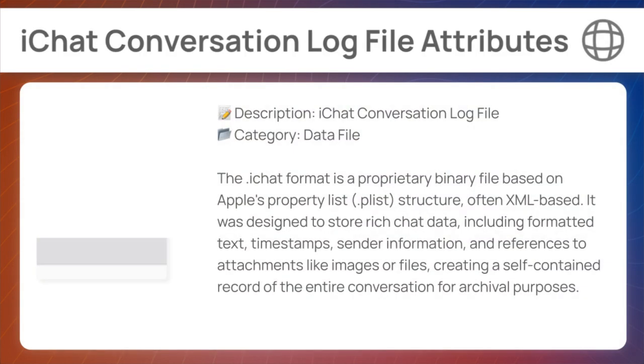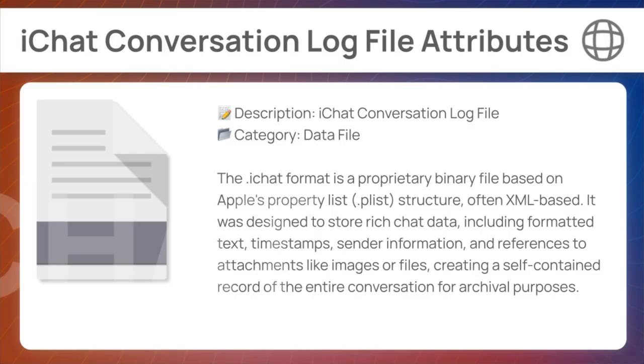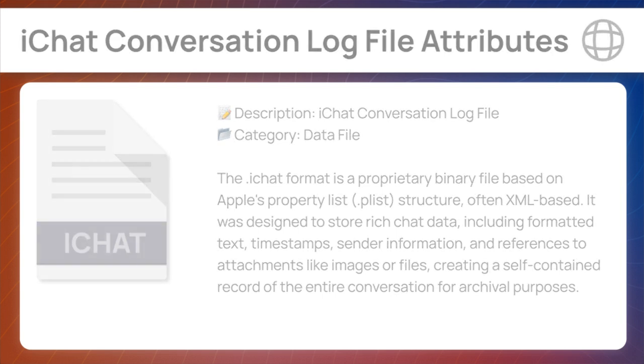The ICHAT format is a proprietary binary file based on Apple's property list, PLIST structure, often XML-based. It was designed to store rich chat data, including formatted text, timestamps, sender information, and references to attachments like images or files, creating a self-contained record of the entire conversation for archival purposes.